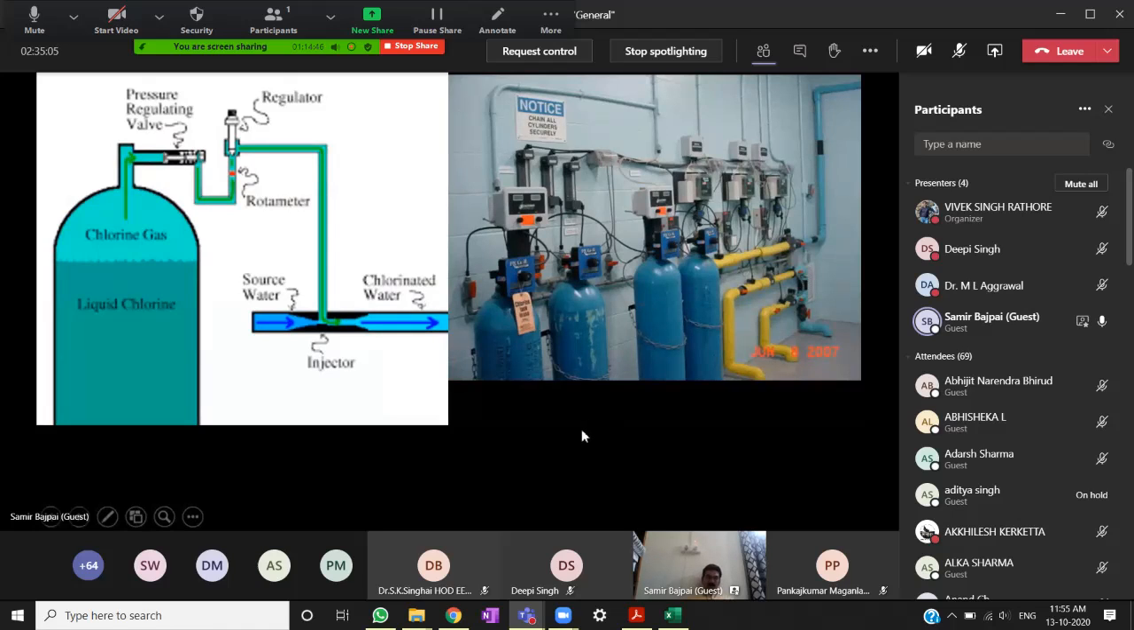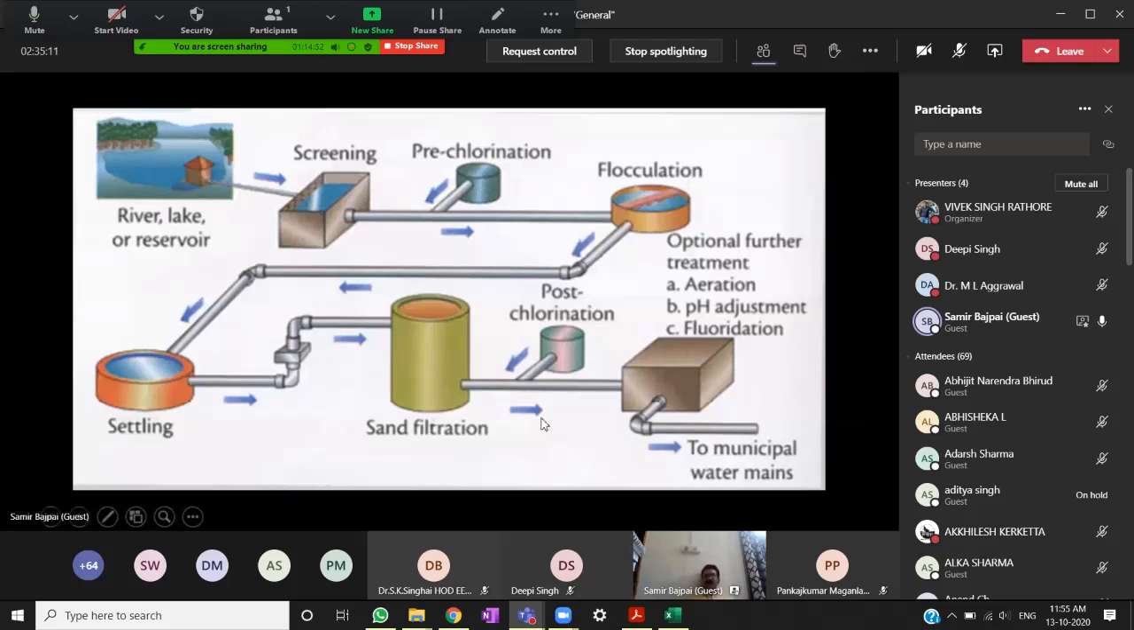And then this chlorine, during this contact time, disinfects the water completely, and the water is safe for drinking. Then you take the water to treatment storage, and then supply it to the municipal distribution system.